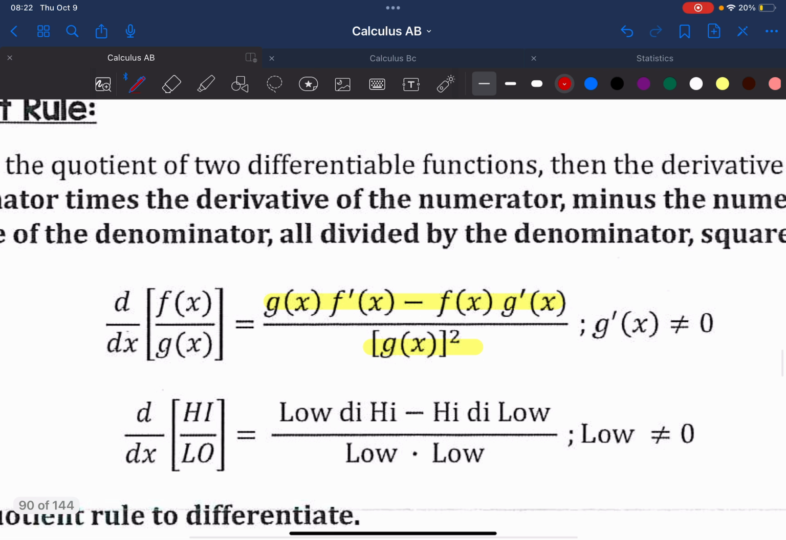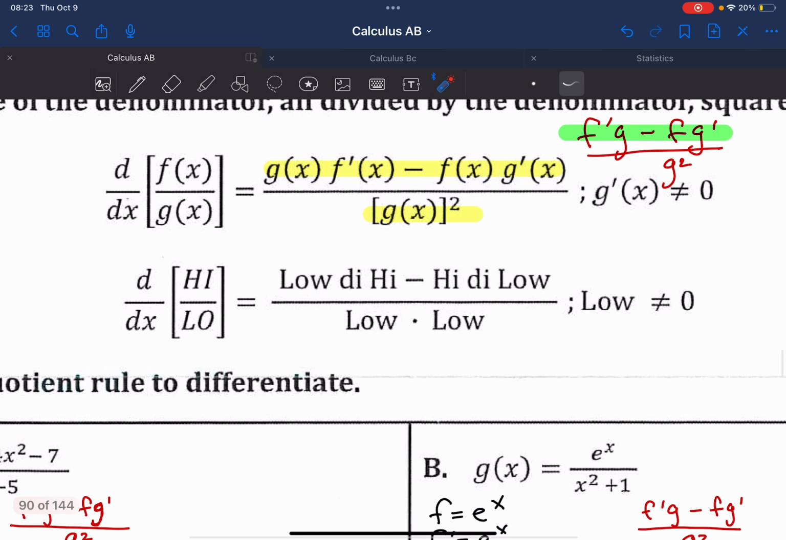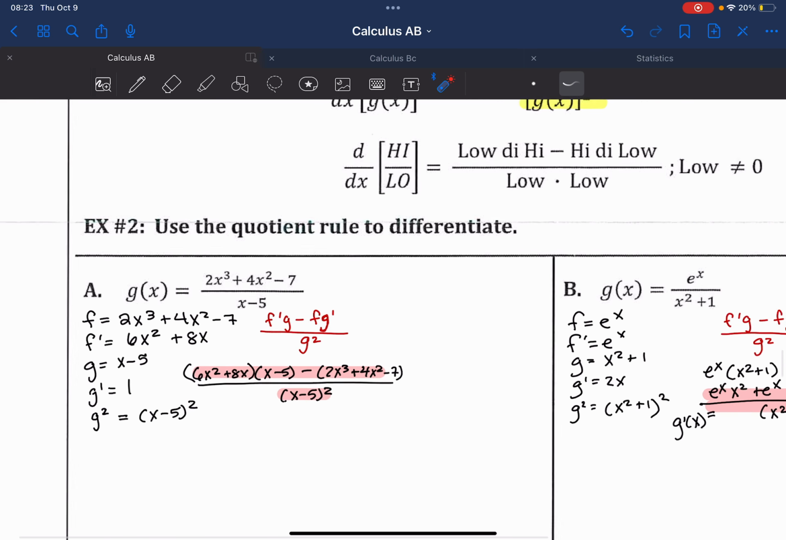Again, I like to memorize this exactly like I memorized the product rule. So f prime g minus fg prime all over g squared. That way you only need to memorize this portion for both the product rule and the quotient rule, and know that for the product rule it's plus, and for the quotient rule it's minus, and then the quotient rule is also being divided by g squared. Okay, so let's look at an example.